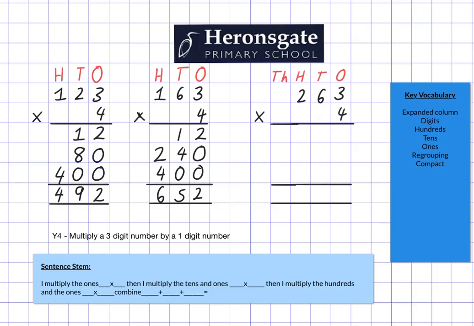This time in this example, we start as we always do, multiplying the ones. It will be 12. Then we are multiplying the tens and the ones. So 60 times 4 is 240. And then we would multiply the hundreds and the ones. So 2 hundreds times 4 is 800.